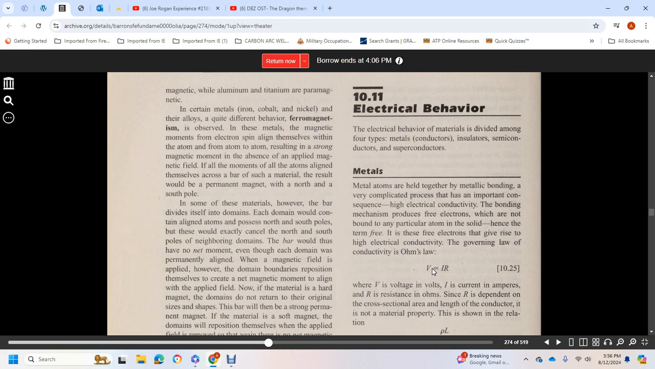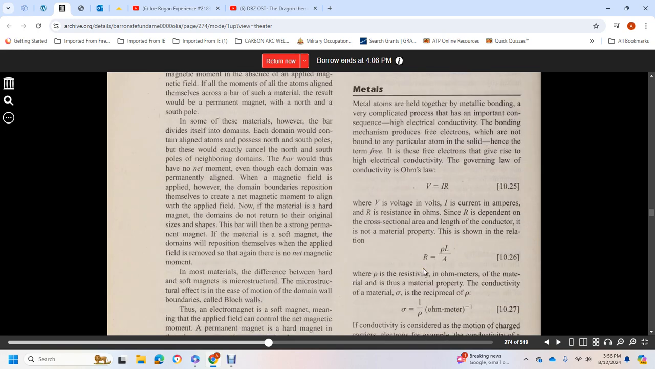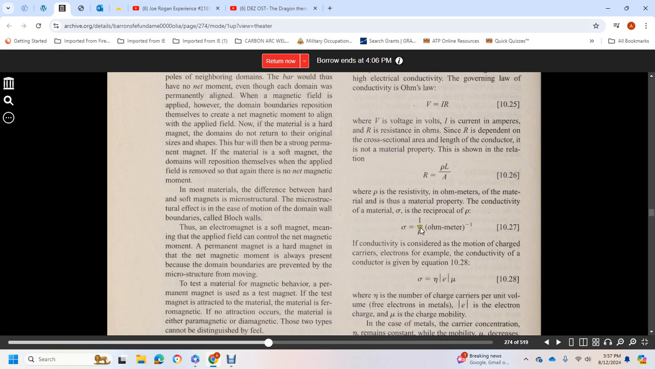The governing law is Ohm's law, with volts equal to amps times the resistance in ohms. R depends on the cross-section and length of the conductor, but also on a material property, as shown in the relation: the resistance in ohms is equal to the resistivity rho in ohm meters times the length over the area A. Rho is the resistivity of the material, a material property, and the conductivity sigma is the reciprocal of rho. So sigma is equal to 1 over rho, the conductivity, in ohm meter to the negative 1.